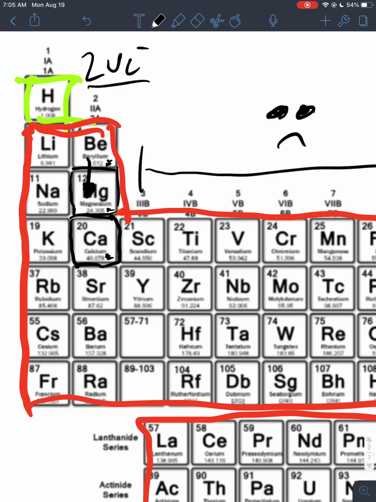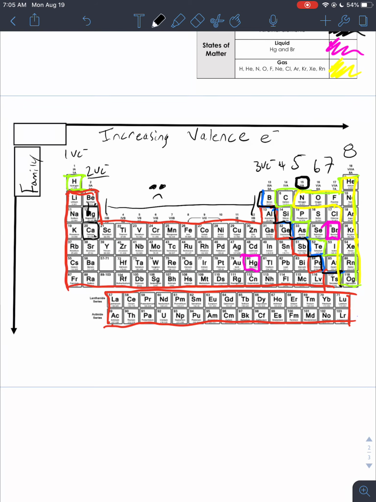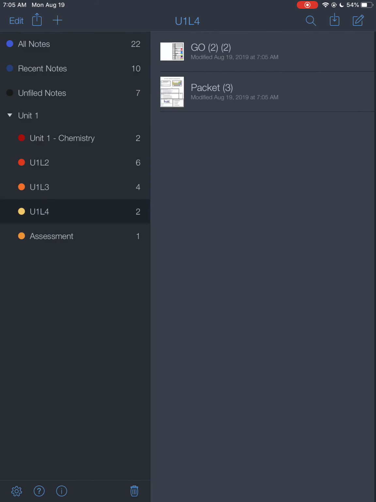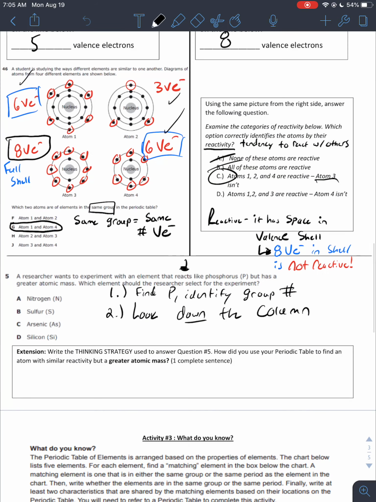increases the atomic mass. You need to go back to your note or your packet here. You need to find phosphorus, know what group it's in. Scoot down that group, down that column, until you find an answer. One of those 4 options, A, B, C, or D, will be down the group from phosphorus. All right? Video's going to pause.